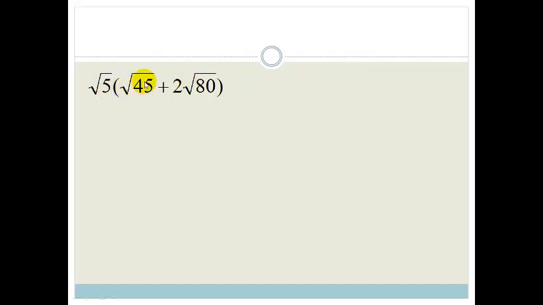Let's prime factorize 45. So we go 45. And what goes into 45? 5, definitely. 5 goes into 45 9 times. 3 goes into 9 3 times. And 3 goes into 3 once. So therefore, I could write root 45 as root 5 times 3 squared. And let's see what we can do with 80.